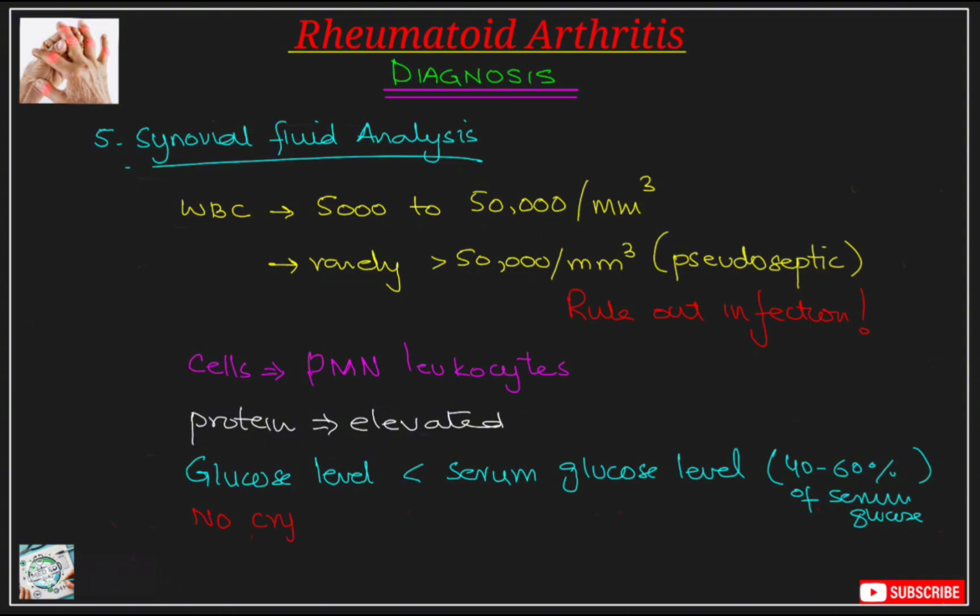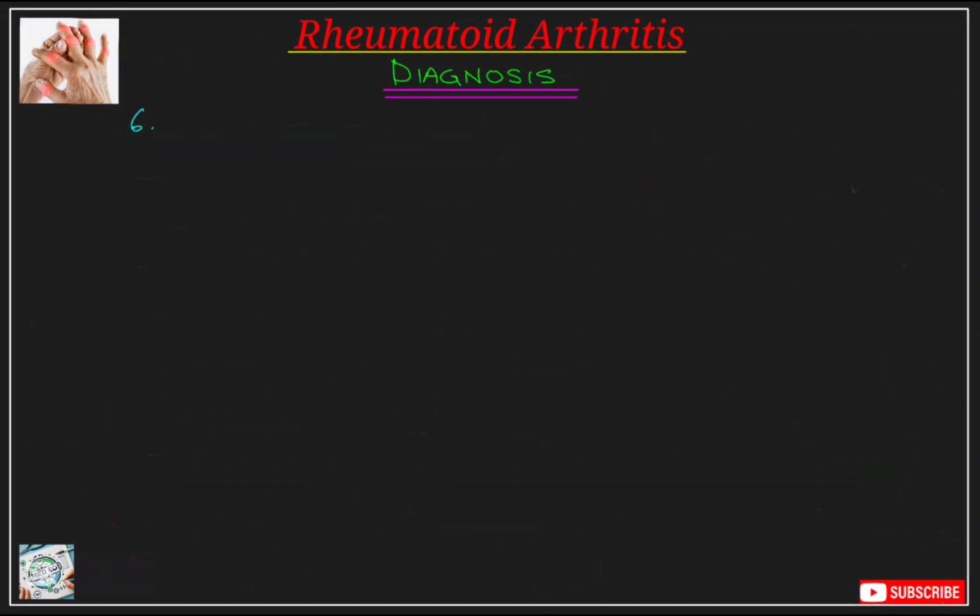One key distinguishing feature of rheumatoid arthritis synovial fluid is the absence of crystals, which helps differentiate it from gout or pseudogout. Similarly, the bacterial cultures in rheumatoid arthritis synovial fluid are negative, which helps differentiate it from septic arthritis. So in summary, the rheumatoid arthritis synovial fluid is inflammatory with moderate to high WBC count, predominantly neutrophils, high protein, low glucose, no crystals, and definitely negative cultures. I hope all of you are with me.